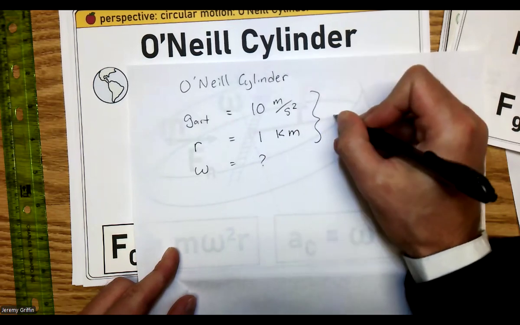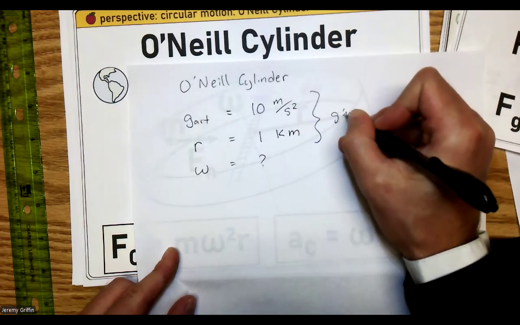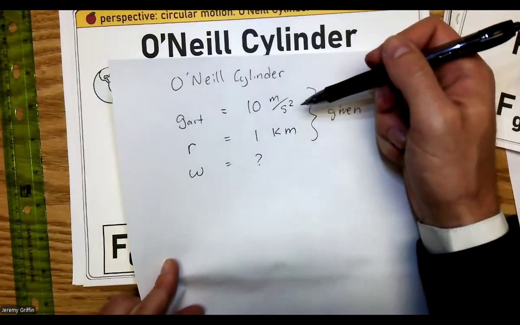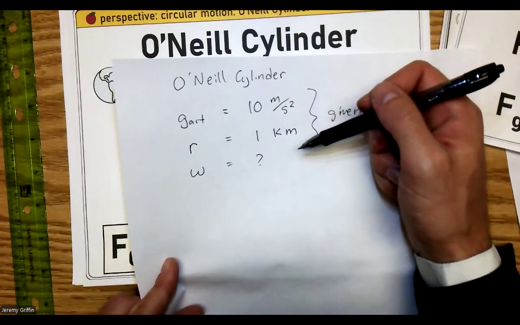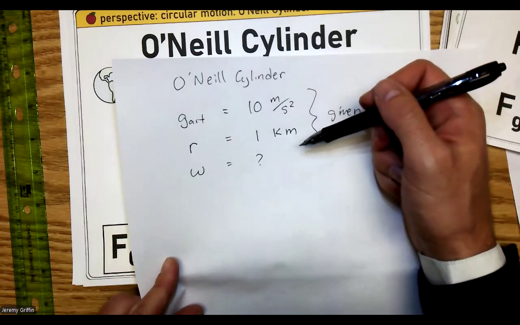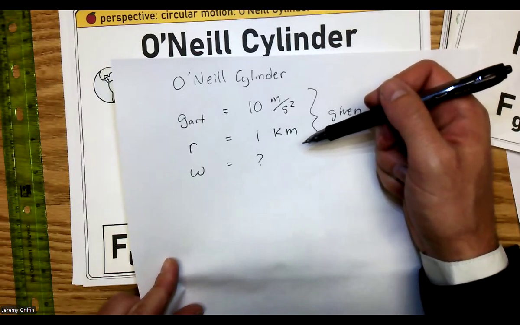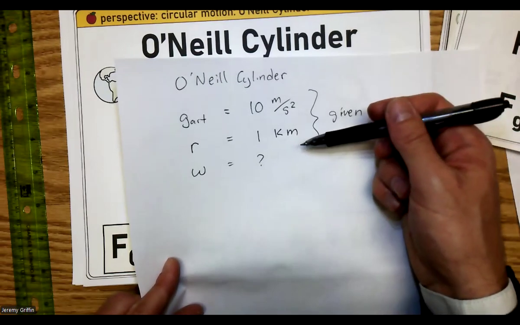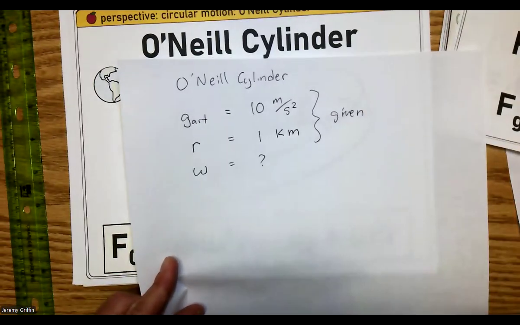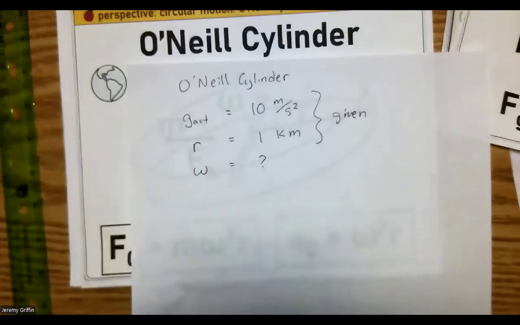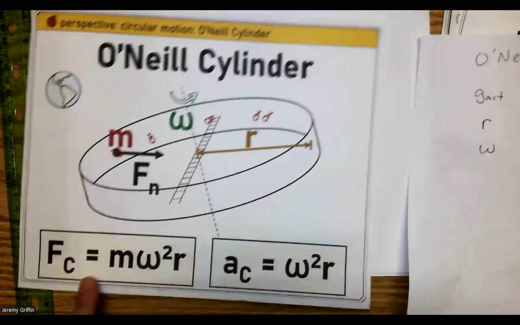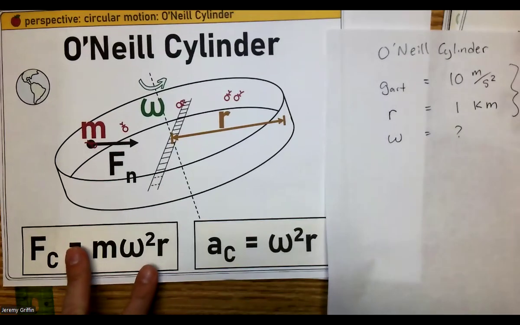Okay, so I'm giving you these two values. Given, we're targeting 10 meters per second squared artificial gravity, and I've got a 1 kilometer radius. I said radius, okay, 1 kilometer radius. I guess it's 2 kilometers diameter, I could have said that. 1 kilometer radius, same thing. How fast do you have to spin that?